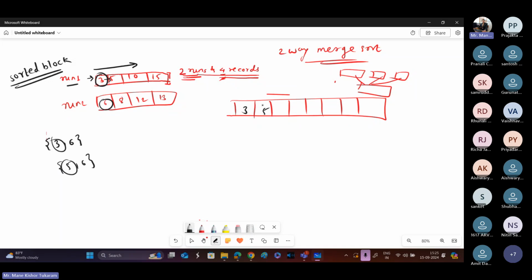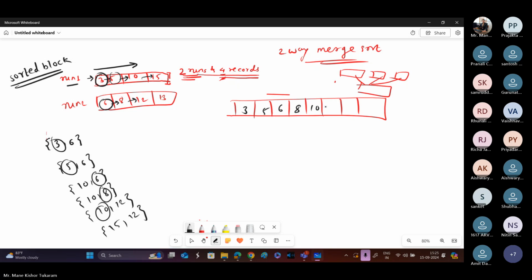So again lowest 5. So I can move towards the next. So 10 and 6. So again I just select the lowest and I can move towards the next. So 10 and 8. So again lowest, I can move towards the next. So 10 and 12. So again lowest, and I can move towards the next, that is 15. So 15, 12. Okay, so again I can move towards the next, that is 15 and 13. So again lowest 13. So there is no element left, so we are only having the 15. So we are just sorting this.